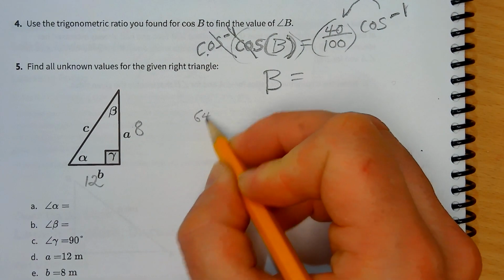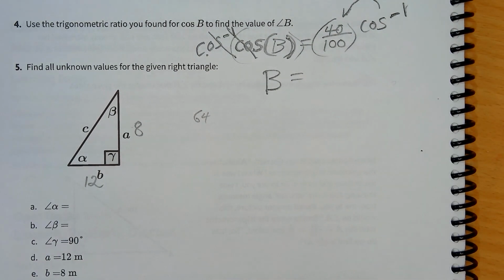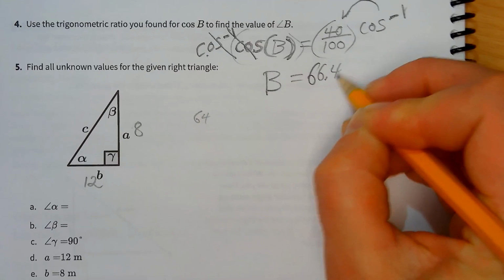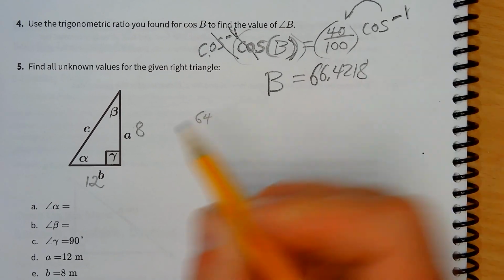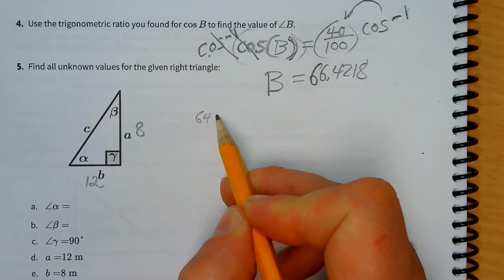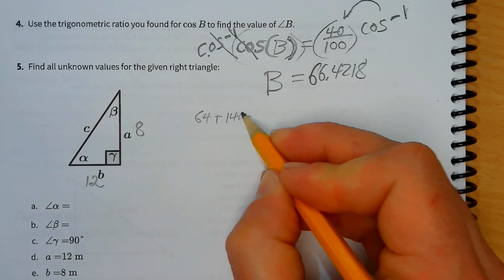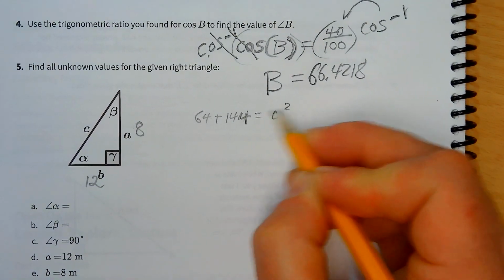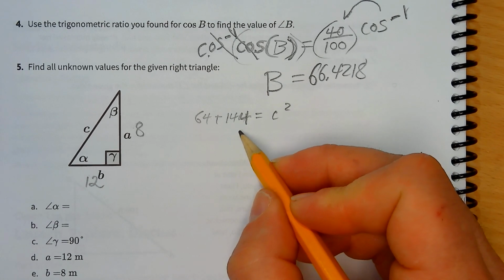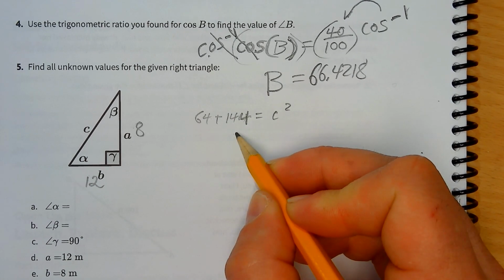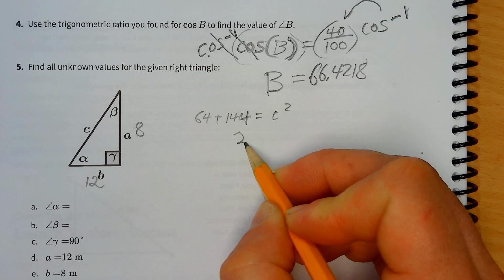Eight squared, 64. Forgot to write this down, sorry. Okay, it's 8 squared, 64 plus 144, which is 12 squared, equals c squared, 208.